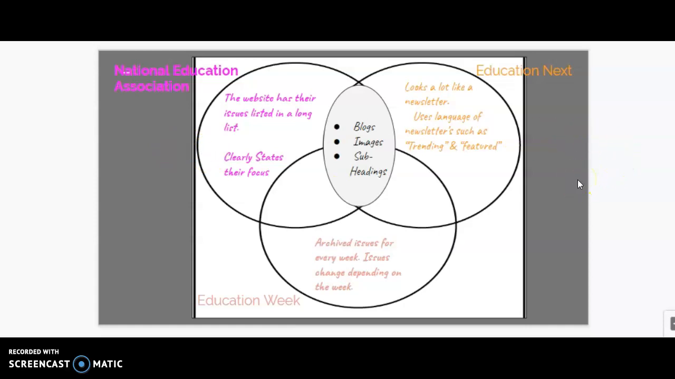In Education Next, it looked more like a newsletter. It uses language of newsletters, such as trending and featured what you see in a newsletter. In Education Week, there were archived issues for every week, so you could click on the week and see what the issues were focused on that week. And so the issues changed depending on the week.